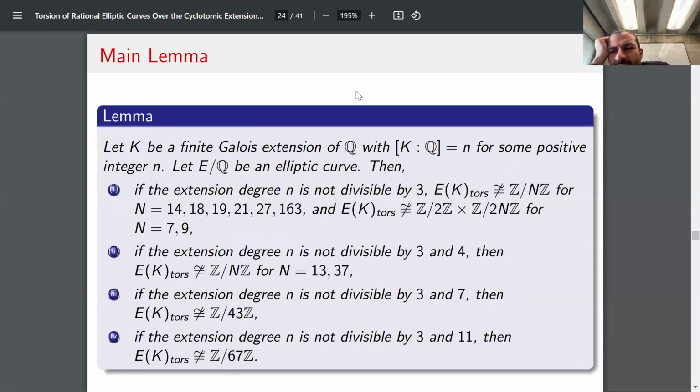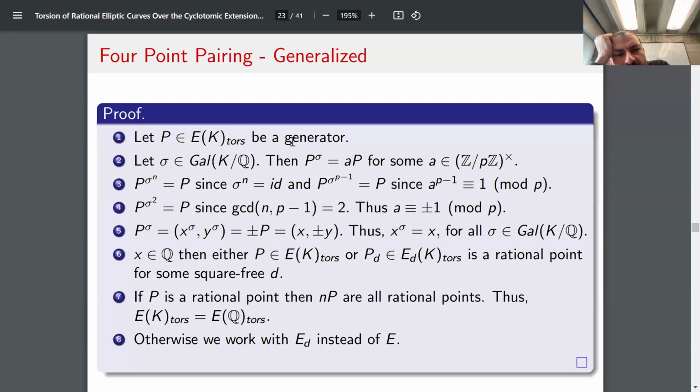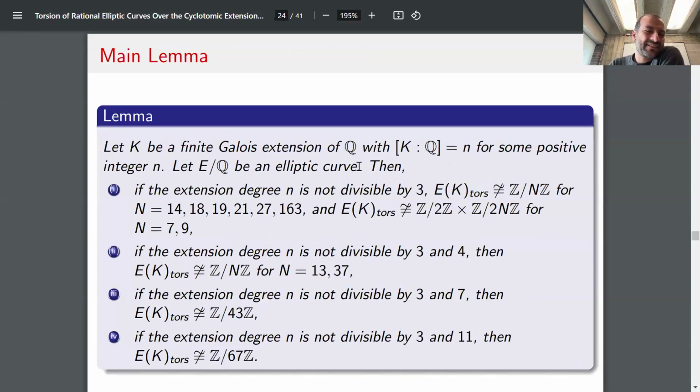Okay, sorry, could you go back for a second? It's the third line, when you say that sigma to the p minus 1 acting on P is P itself. Why is that? Because look at P to the sigma equals aP, right? So what happens if... Got it. Thanks. You're welcome. It's actually a good question. It's an important idea of the proof.